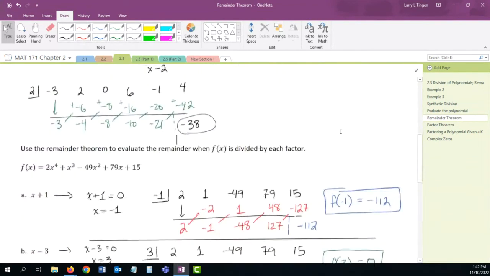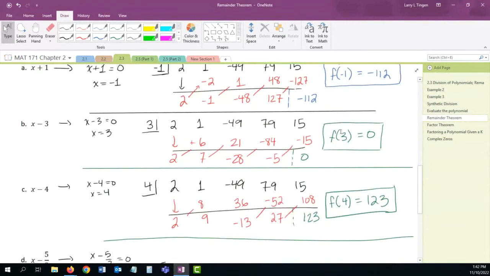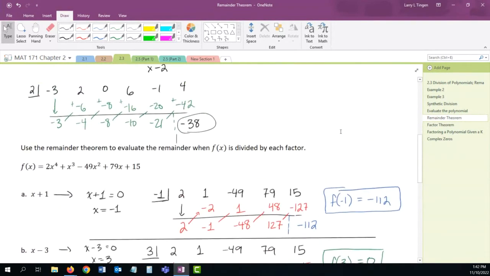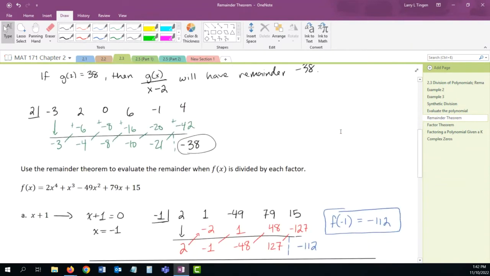Do you want to see another one of these before we move on, or does this seem fairly straightforward? Do we need to see another example there?